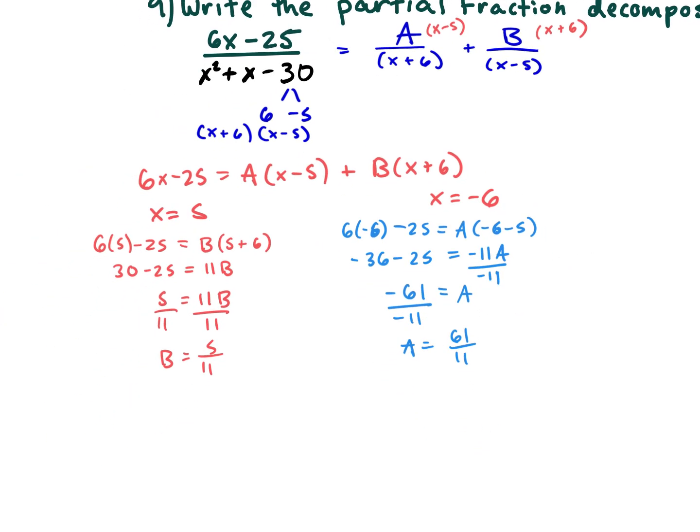What's the last step? Plug in A and B. So I have 61 on top over 11 times x plus 6, plus B is 5 over 11, so 5 on top and 11 times x minus 5 on the bottom. And we can leave it like this.